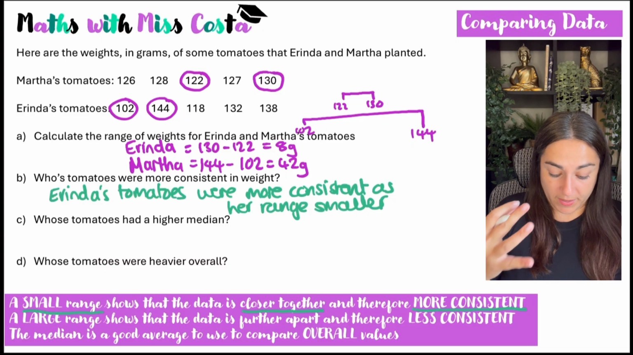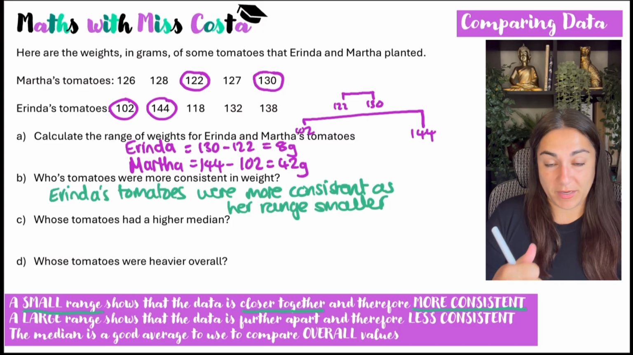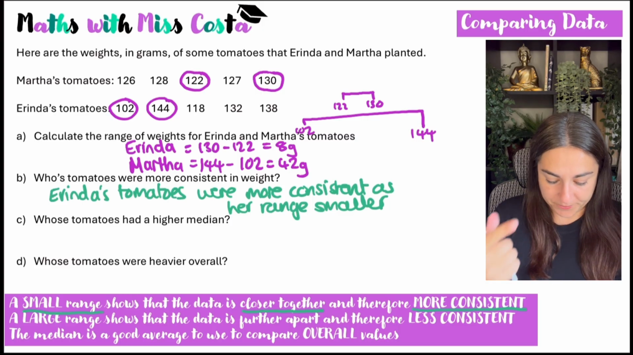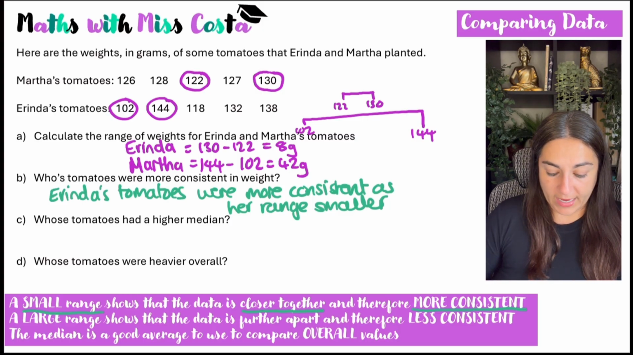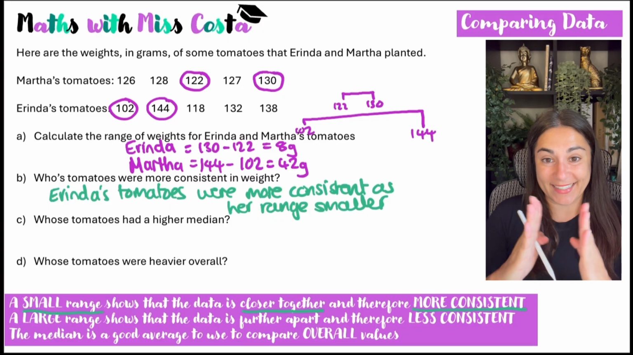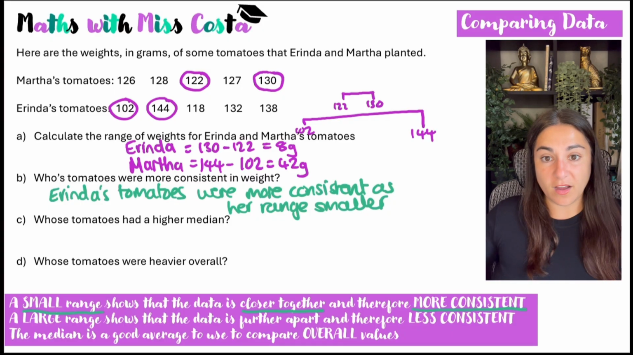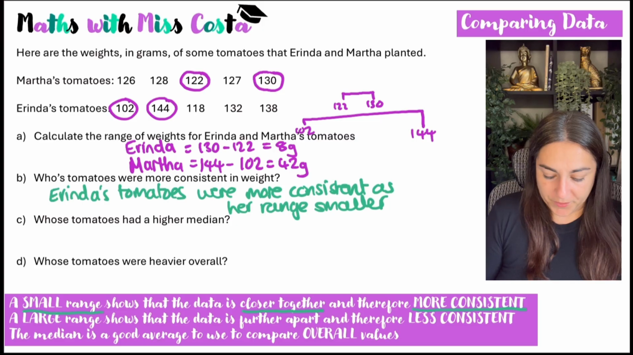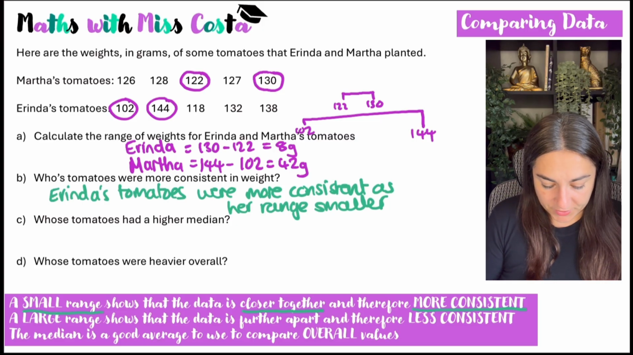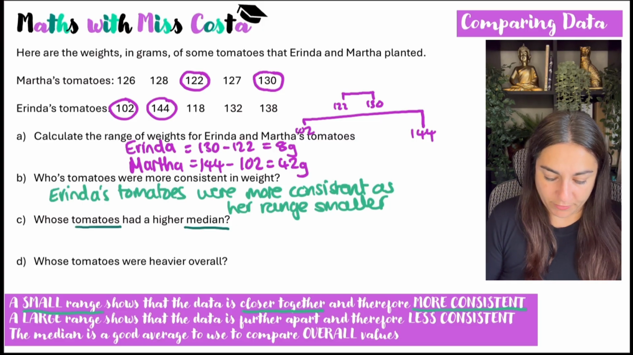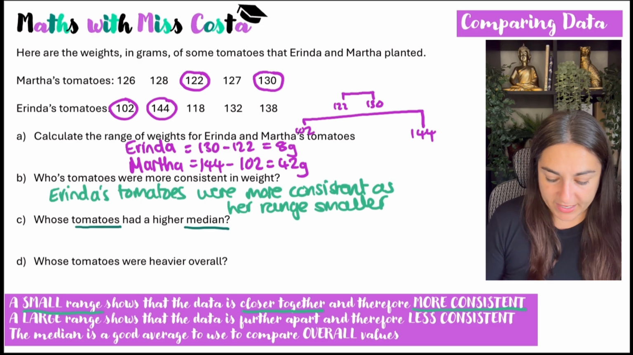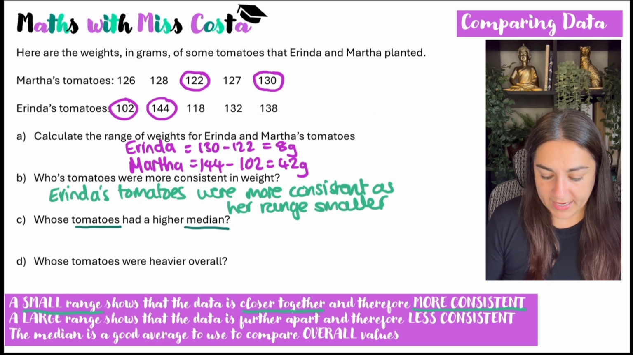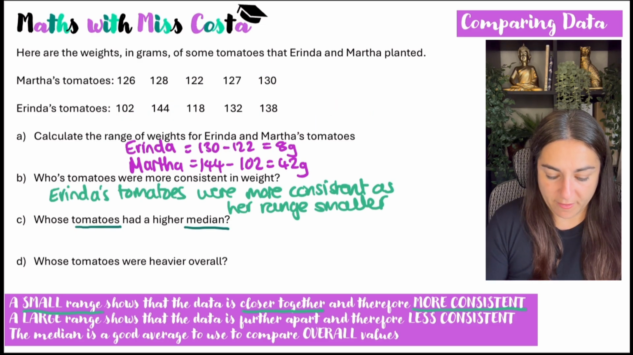So when you're comparing data, you want to be comparing the range and the median. So a small range means it's consistent, it's bunched together. A large range means there's a big variety between the things that you're comparing, and therefore is less consistent. So now we're dealing with the median. So whose tomatoes had a higher median? So remember, the median is the middle value when they're all arranged in order of size. So let's just do that first.